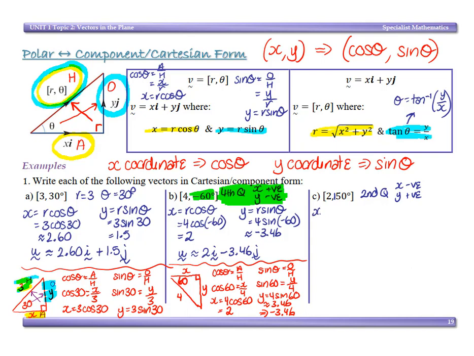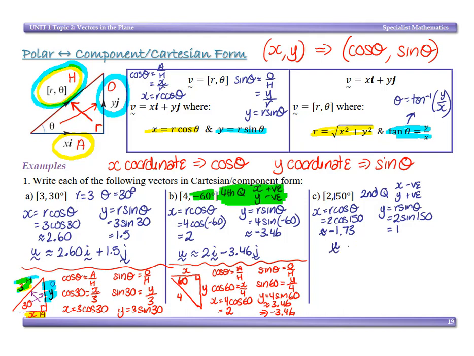So when we use our formulas, we've got x equals r cos theta, which will be 2 cos 150. Now we're in our second quadrant, so cos is negative. And when you go to your calculator and plug it in, you'll notice you'll get a negative answer. It's negative 1.73. Y is r sine theta, which is 2 sine 150. We're in our second quadrant, so sine is positive. When you go to your calculator, you get a positive, and it's 1.